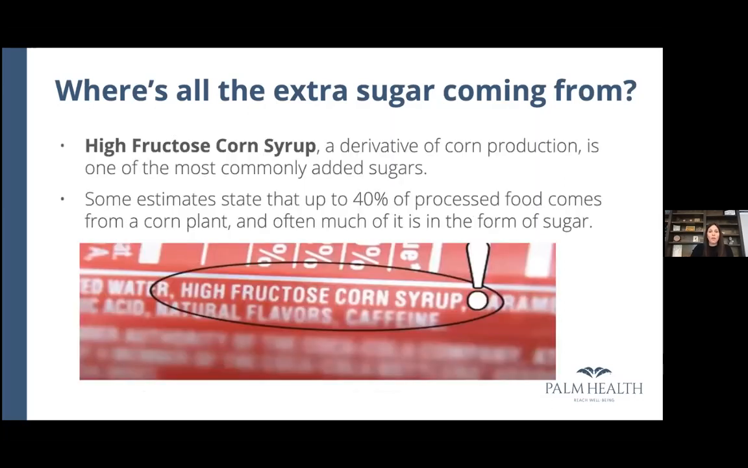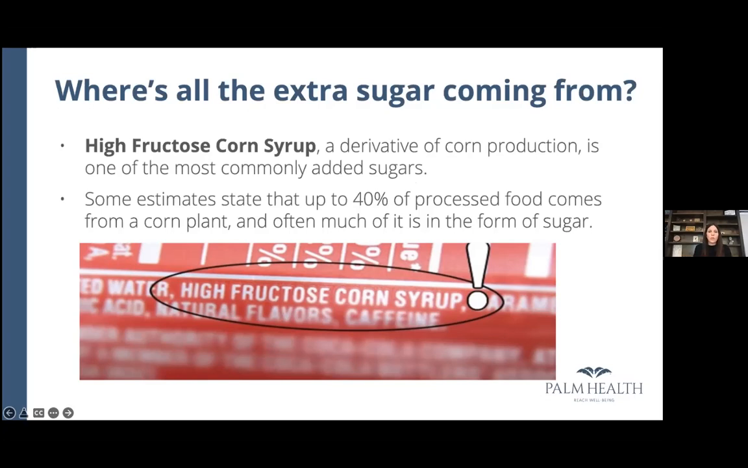A big part of this added sugar is coming from high fructose corn syrup. And high fructose corn syrup is not a natural form of corn. It's a derivative of a corn product, and it's one of the most commonly added sugars into foods. And it exists in obvious places, like a Coca-Cola, for example, but it also exists in foods that we don't even realize that it snuck its way into.